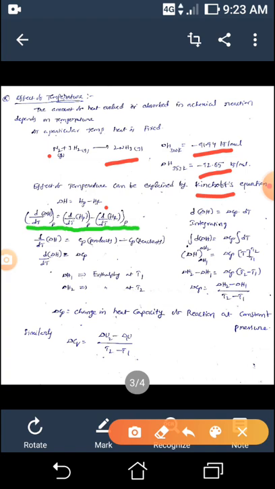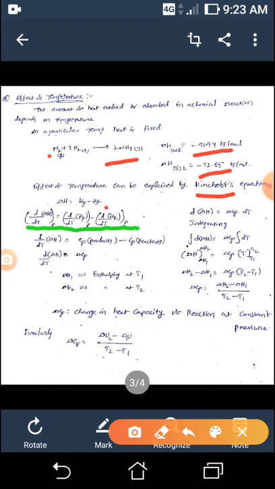The reaction occurs at constant pressure. That means d/dT of ΔH at constant pressure equals d/dT of the enthalpy of products at constant pressure minus d/dT of the enthalpy of reactants at constant pressure. But enthalpy of reaction at constant pressure indicates Cp.